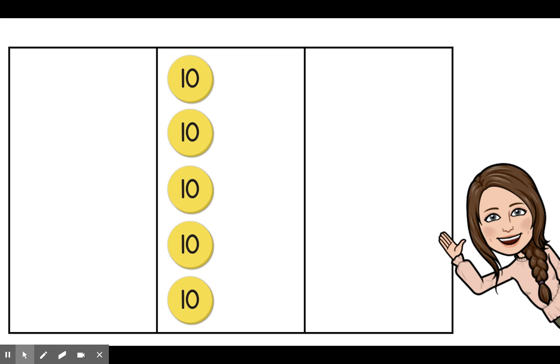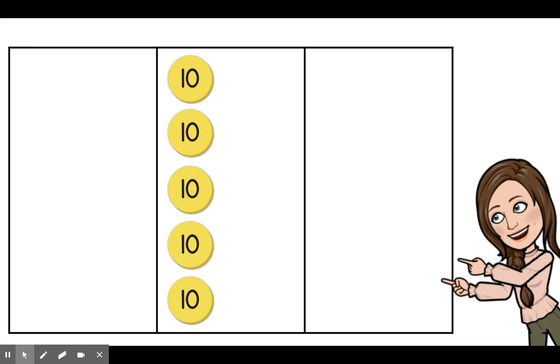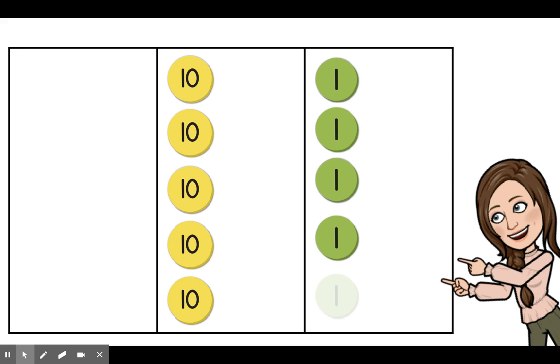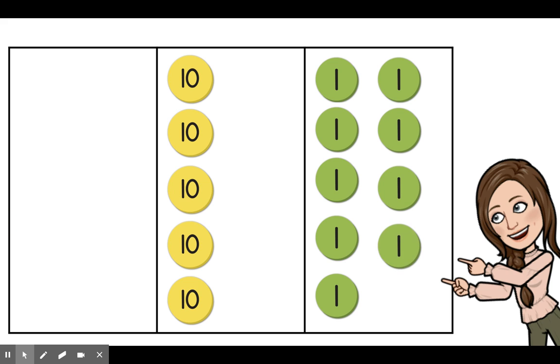You are just in time. I have modeled 50 on my place value chart. I want to model 59. I'm going to count by ones from 50 to 59. Count along with me as I add place value discs. Here we go. 50, 51, 52, 53, 54, 55, 56, 57, 58, 59.